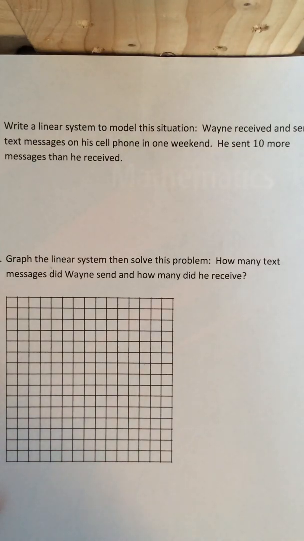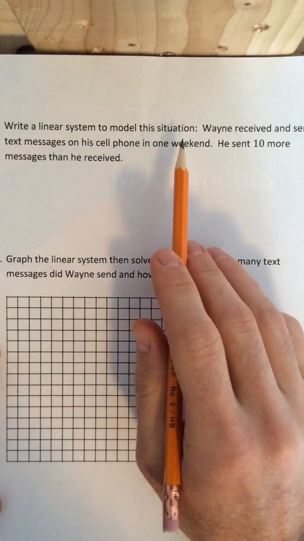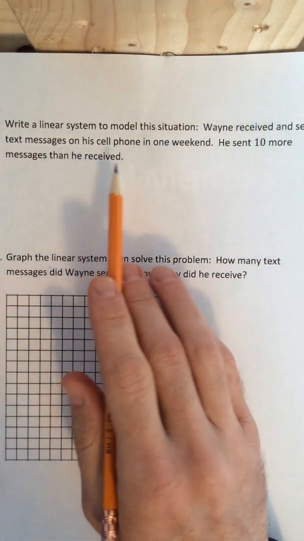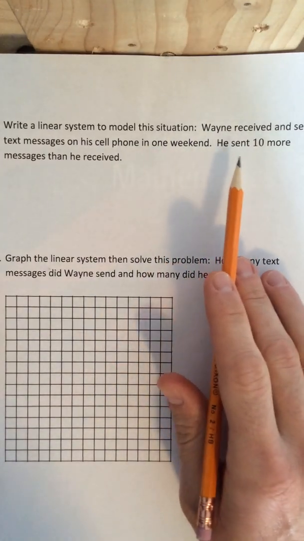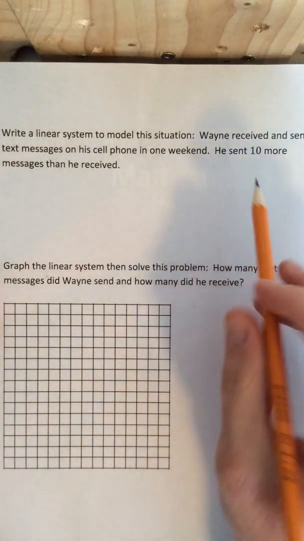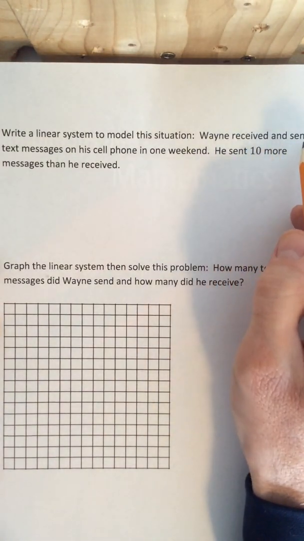Now I'm going to look at a word problem which involves linear systems, and I'm going to solve it graphically as well. So if we look at this problem, write a linear system to model this situation. Wayne received and sent text messages on his cell phone in one weekend. He sent 10 more messages than he received. Now the two unknowns here are how many messages he received and how many he sent.